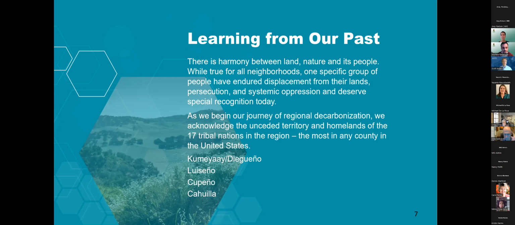We acknowledge the harmony that existed between the land, nature, and its original peoples, who have since endured displacement, persecution, and systemic oppression. We pay our respect to the unceded territory and the homelands of the 17 tribal nations in our region, the most of any county in the United States, from 4 cultural groups: the Kumeyaay, Diegueño, the Luiseño, the Cupeño, and the Kuya. As climate change increasingly threatens the region, its peoples, and its cultural identities, we aspire to learn from Indigenous traditional knowledge in undoing the injustices of the past.